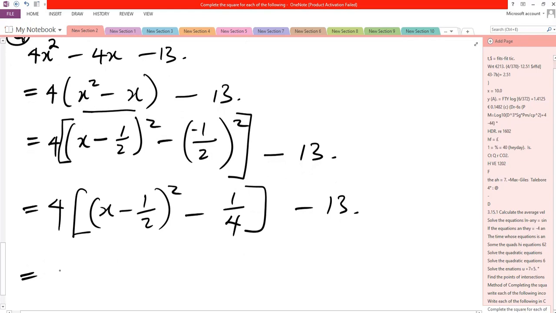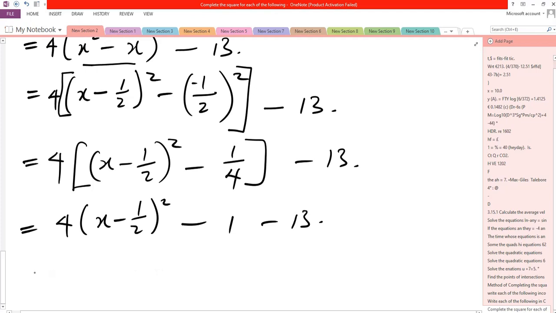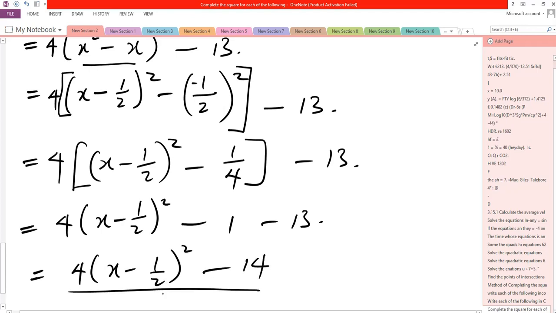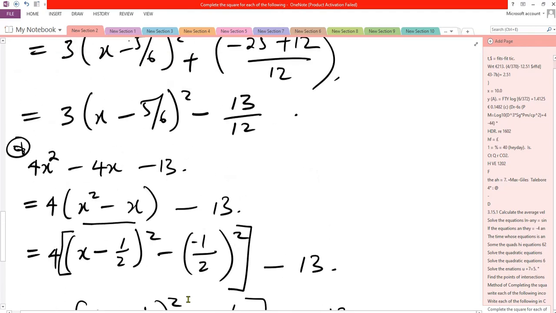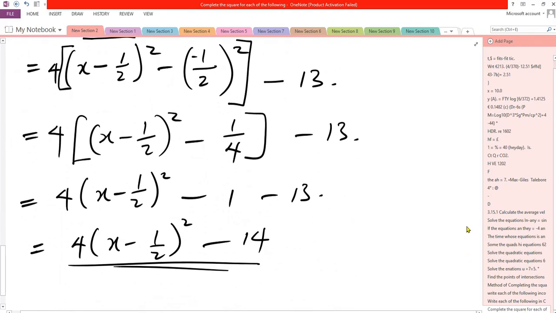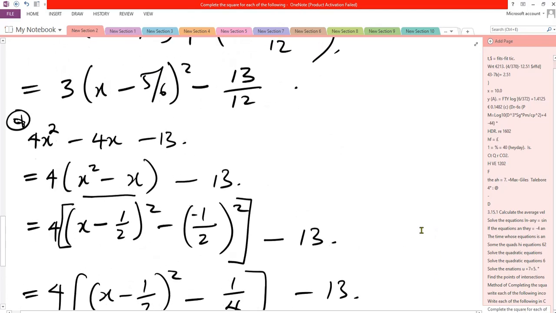We now have, expanding this expression, 4 times x minus 1 over 2 all squared, minus 1 minus 13. So we are left with 4 times x minus 1 over 2 all squared, minus 14. So this is the final answer, and we'll stop at this point.